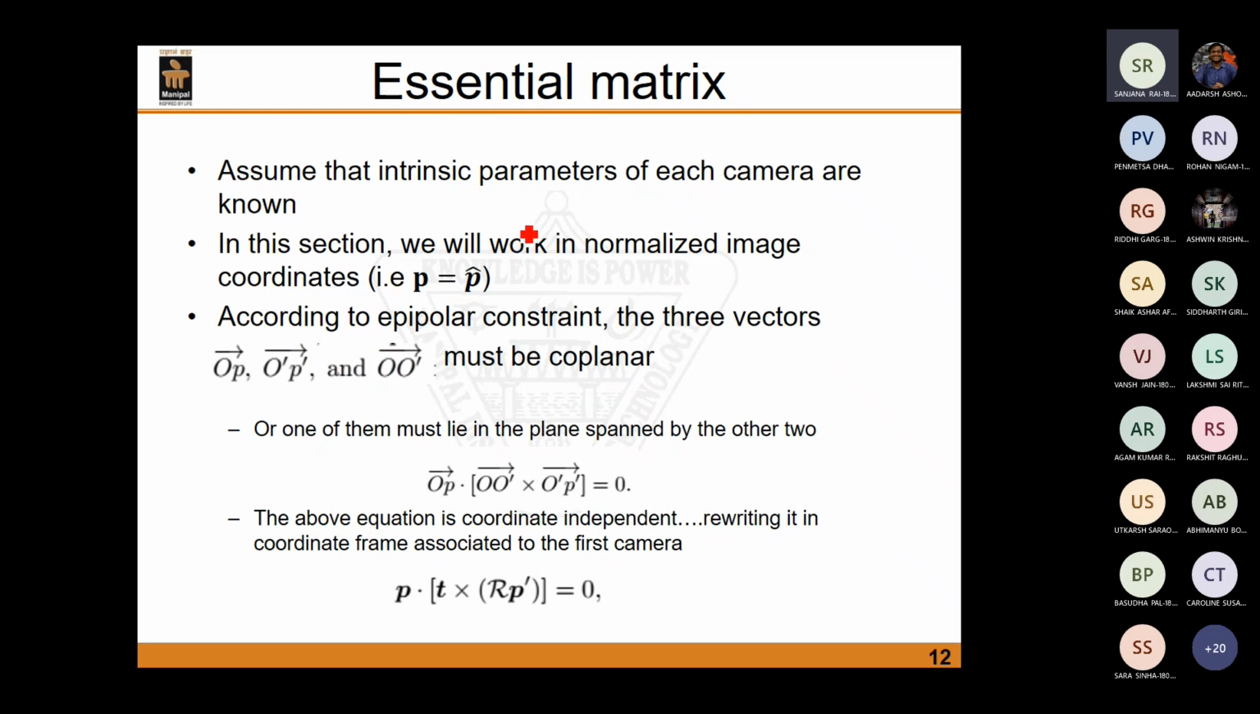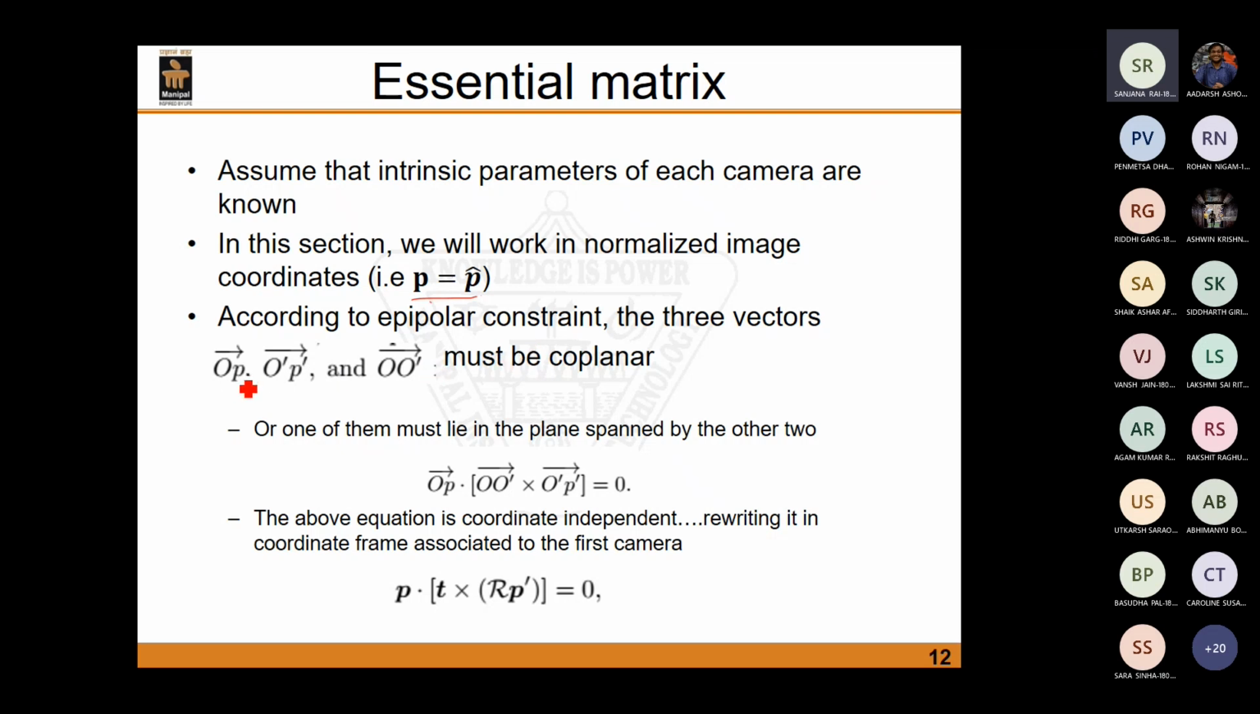Okay, so for that, again, we make the assumption that we know the parameters of the camera, and we will just assume normalized image coordinates. That means when you're considering p, it's a unit coordinate that we are considering. According to the epipolar constraint, we saw that three lines must be coplanar, that means three different lines which lie along the same plane.